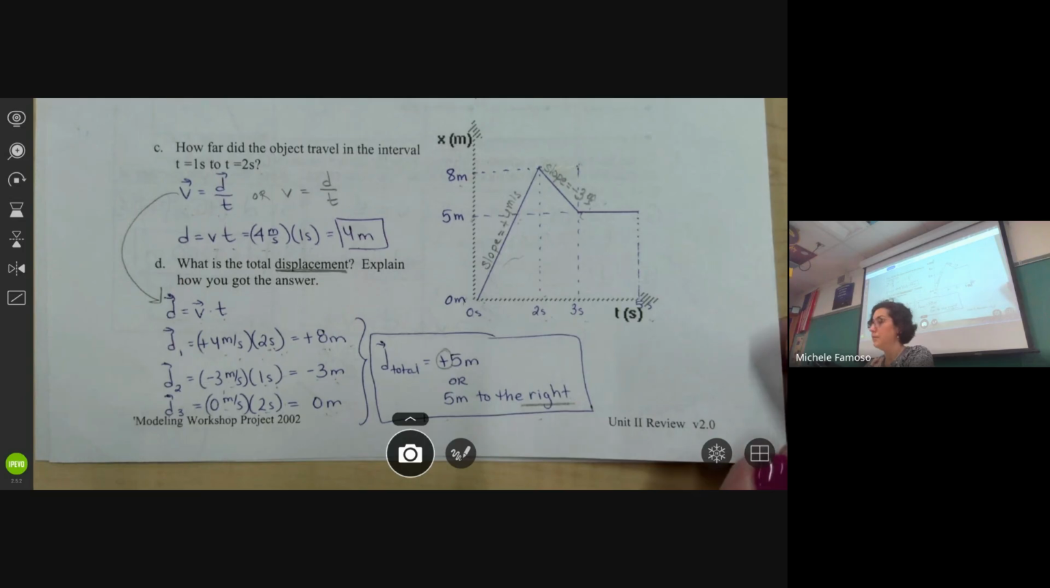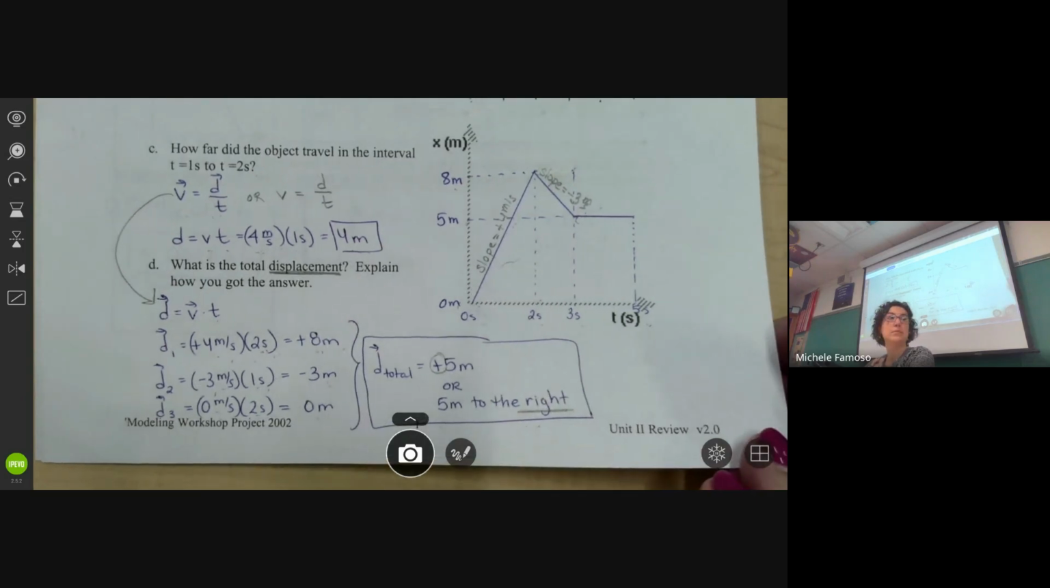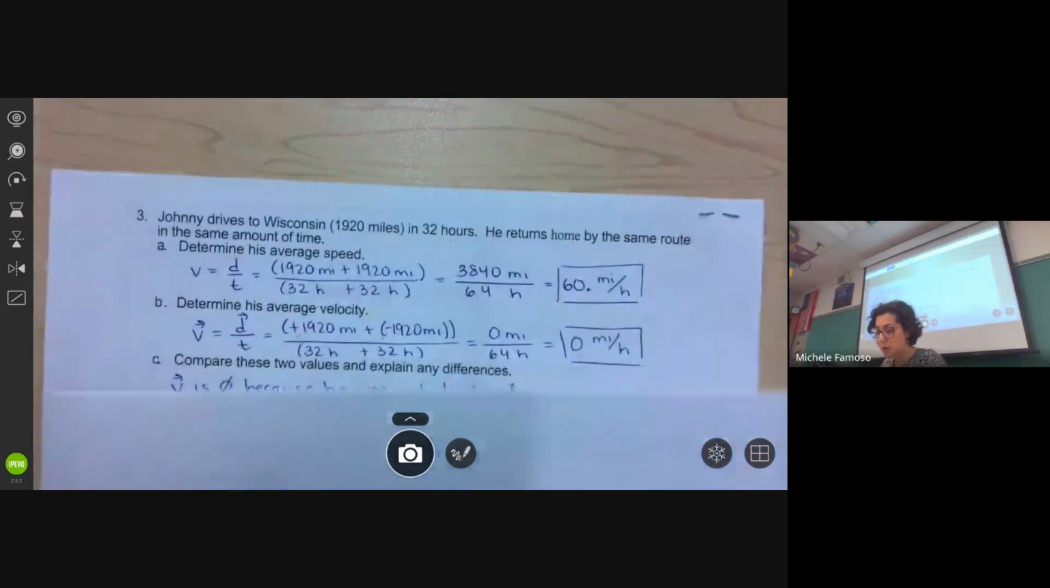Okay. Any questions on that page? All righty. Last page then here, number 3.